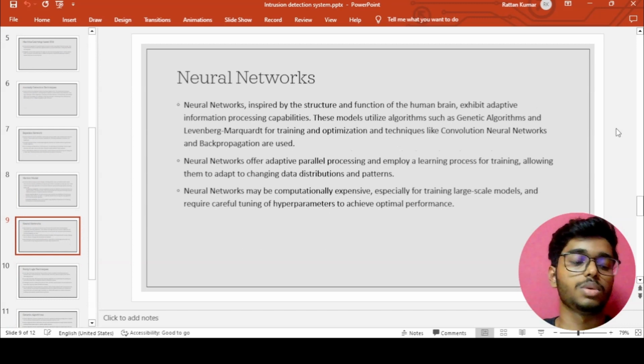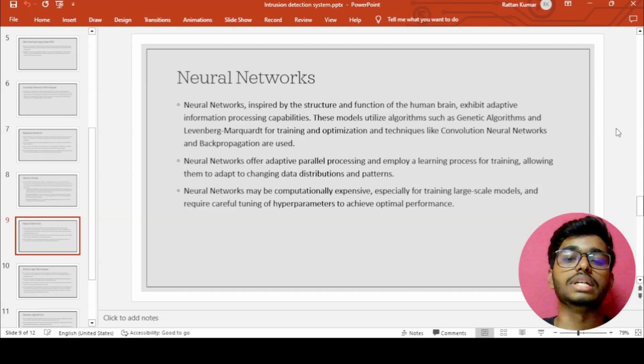Next is the neural networks. So neural network, obviously, if you've learned machine learning, you'll know what a neural network is. It's very similar. It mimics the functioning of the brain. There are neurons and there are different layers, and that improves the accuracy of the result. So it mimics the functioning of the brain, and it is really good at parallel processing.